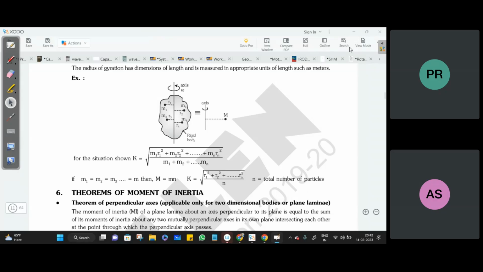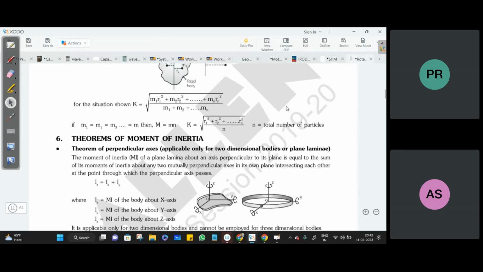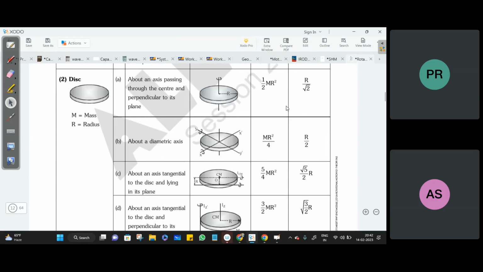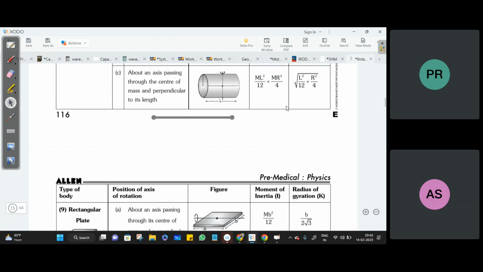So yes, last class we discussed the parallel axis theorem and perpendicular axis theorem, right? Yes, we already discussed the parallel axis theorem and perpendicular axis theorem.